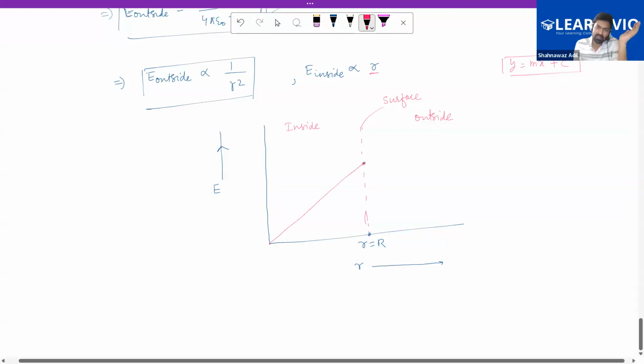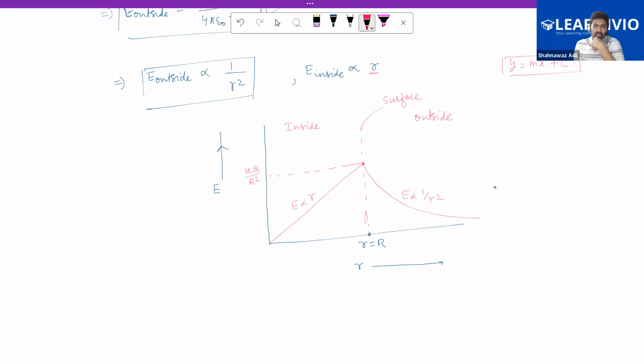At the surface, the electric field is maximum, which we have calculated as kQ by r square. And then it is decreasing as 1 over r square. This is decreasing as 1 over r square, and this is increasing as r. And that is your graph. So is this graph clear to all of you? Is this clear?